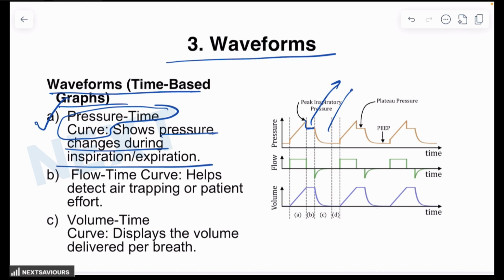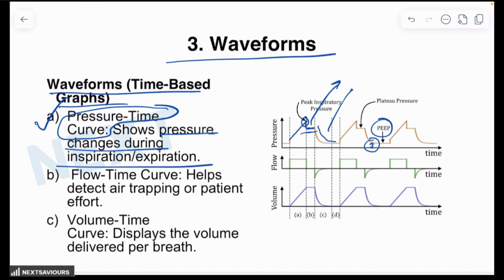Like in this case, there is a peak inspiratory pressure achieved during inspiration. After that there is a decline, and then there is a plateau phase for the gaseous exchange to happen, and after that there is expiration. So this is one cycle against the time curve. At the end of expiration, this graph is not touching the baseline. Why? Because of positive end expiratory pressure, which is kept to prevent the alveoli from collapsing.